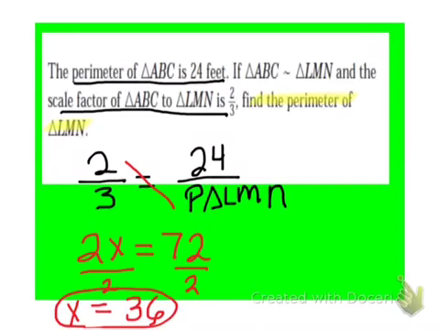So I used my fact that the scale factor is 2 over 3 to find the perimeter of LMN. So I put 24 in my numerator because that's my pre-image, and the perimeter of LMN in my denominator because that's my image. And when I cross-multiplied, I said 2 times x, because that's my unknown, is equal to 72. Divide both sides by 2, and you get 36.